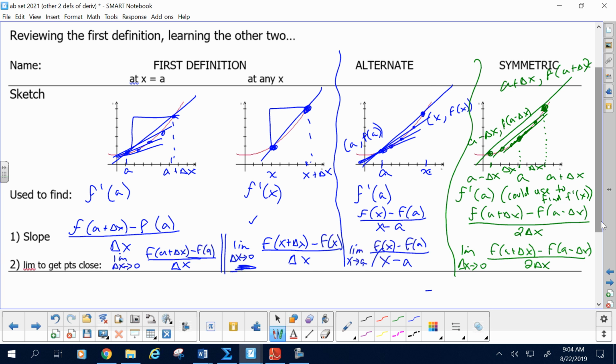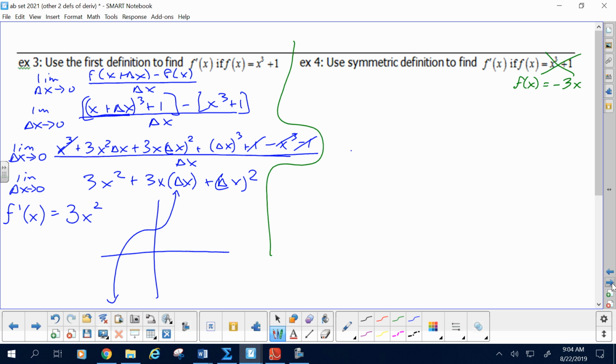Okay, so in this case, what I'm talking about here is I want you to find the derivative at any x. So that making sure you're getting started right. The idea on symmetric is you take points on either side, a delta x above and a delta x below, and it's 2 delta x's wide, and so that's the definition. So would you proceed on with the symmetric definition using that function of negative 3x?